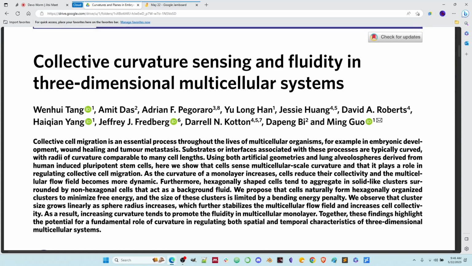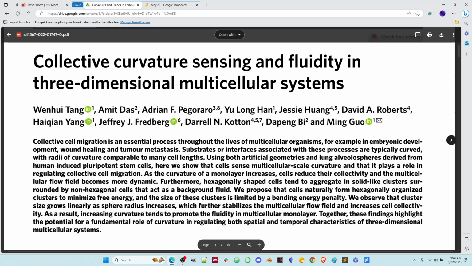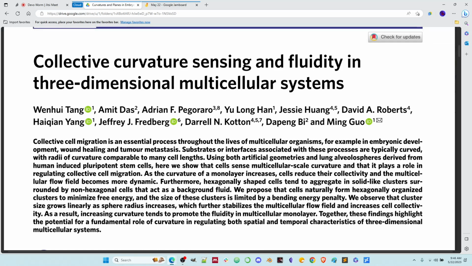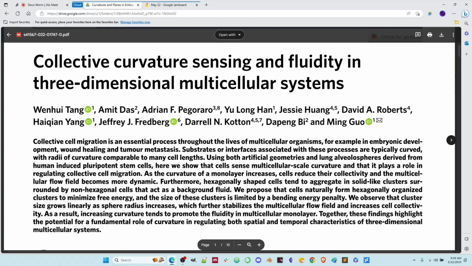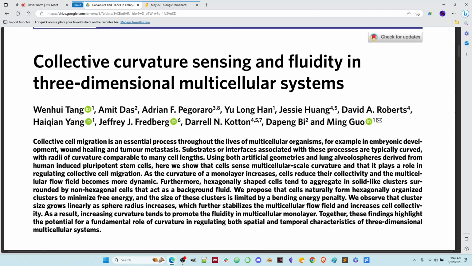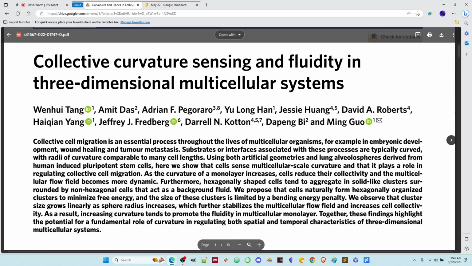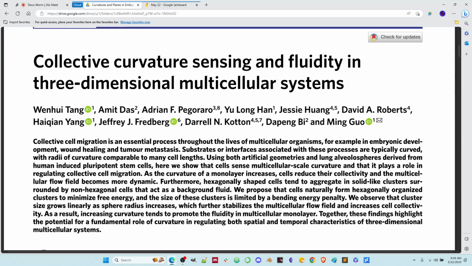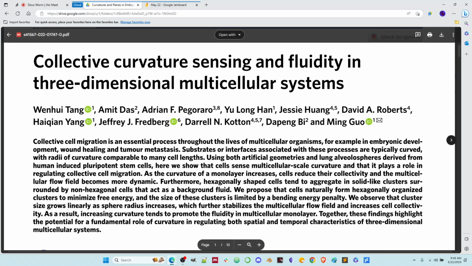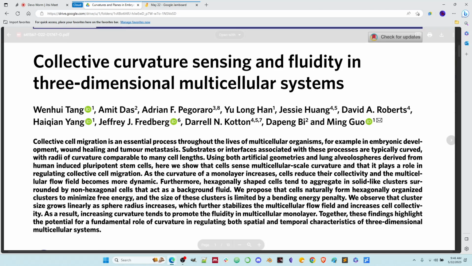Furthermore, hexagonally shaped cells tend to aggregate in solid-like clusters surrounded by non-hexagonal cells that act as a background fluid. So if you have hexagonally shaped cells, they can form clusters. You can get other cells surrounding them that can act as a background fluid to move them or to move around them. We propose that cells naturally form hexagonally organized clusters to minimize free energy, and the size of these clusters is limited by a bending energy penalty.